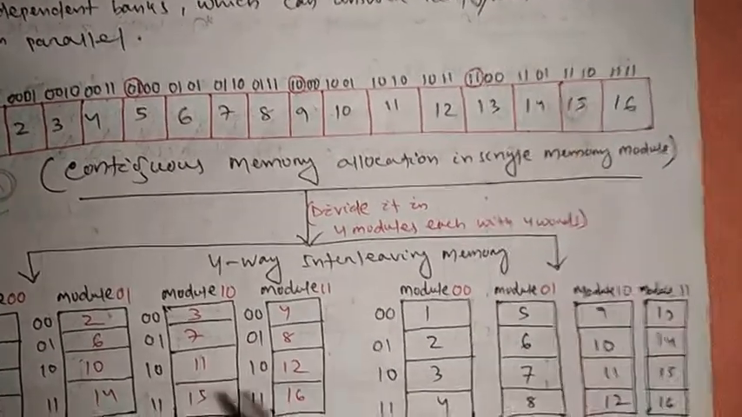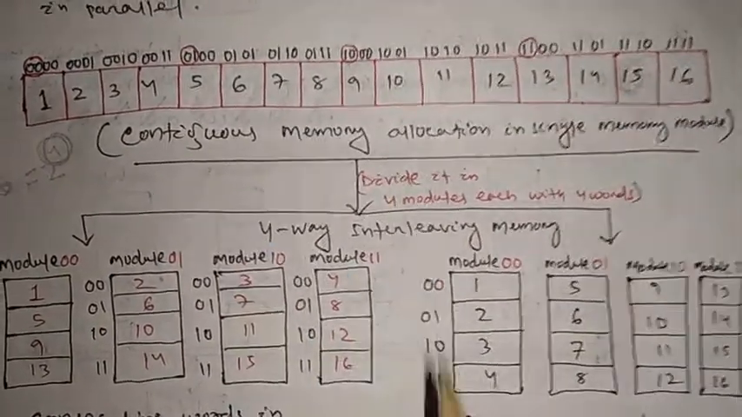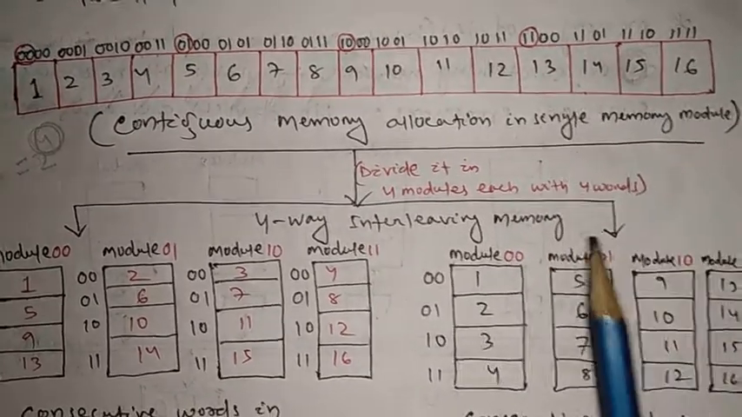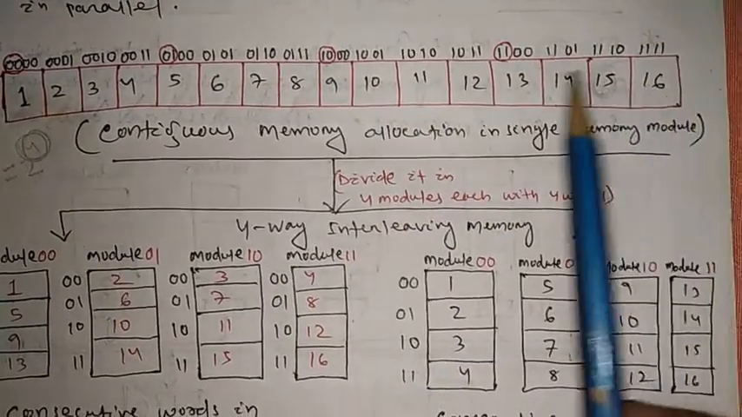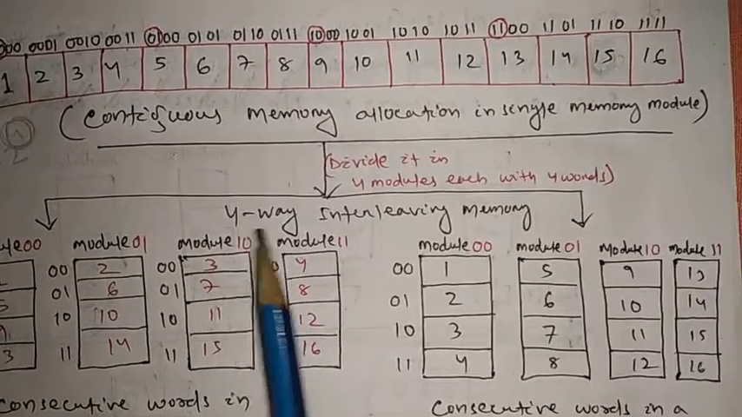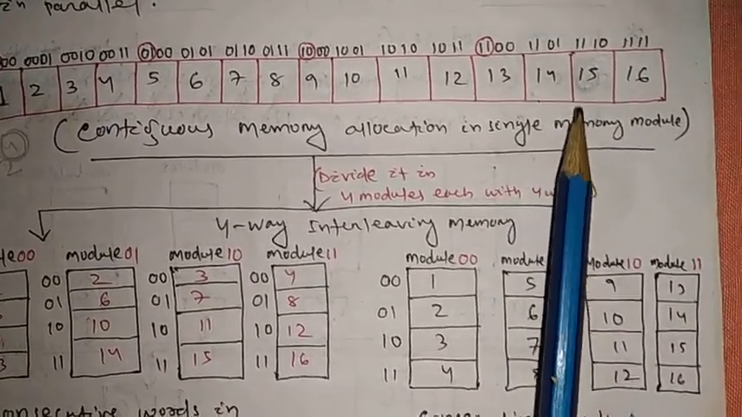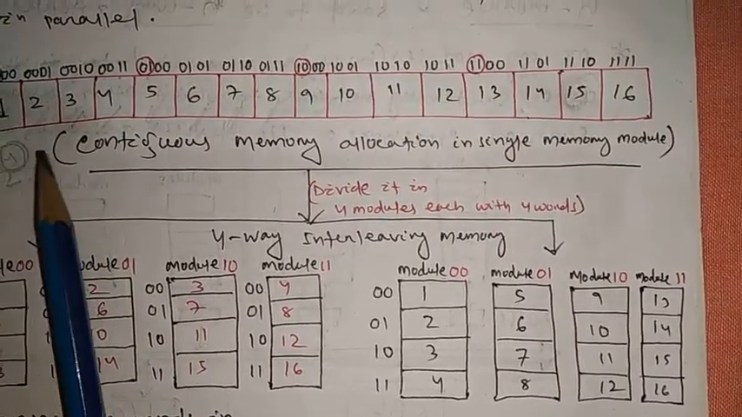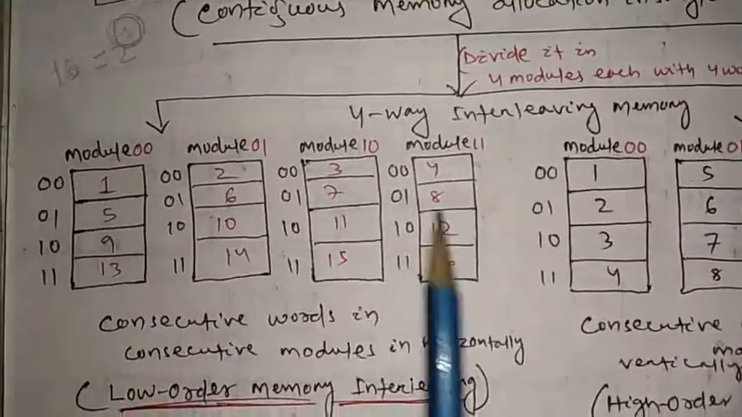Okay, so here I divided this single memory block into 4 modules, and each module has 4 words, because this memory can hold 16 words. So if you divide this 16-size memory, how many modules are required? If each module contains 4 words, then dividing the 16 locations, we will get how many modules? 4 modules.